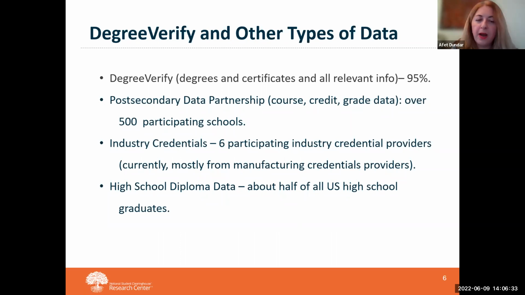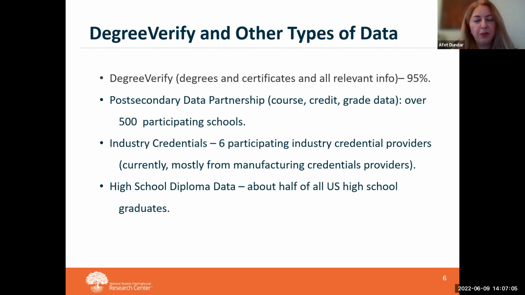At this point, over 500 colleges and universities participate in that. Within PDP, institutions submit a lot more nuanced data to us, course credit grade data, and they get back a lot of really good metrics, somewhat conventional metrics like persistent retention and completion, but also metrics that use these course credit grade data through Tableau visualizations and through other analysis ready files.